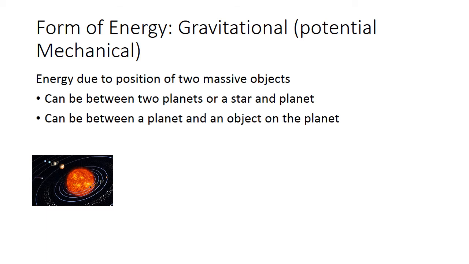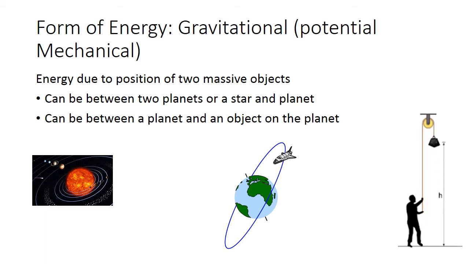But it doesn't have to be. It can be between a planet and the object on that planet. Like, for example, in the picture, there's the space shuttle going around the planet. That's a gravitational form of energy, too. Or between that weight the guy is pulling up, and not between the guy and the weight. Oh, I guess there's some there, too, but it's very small. But between the Earth that the guy's standing on and the weight. As he pulls it up higher, there will be more gravitational energy between the Earth and that weight.